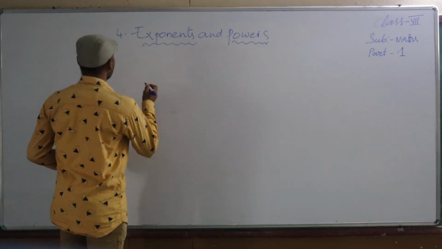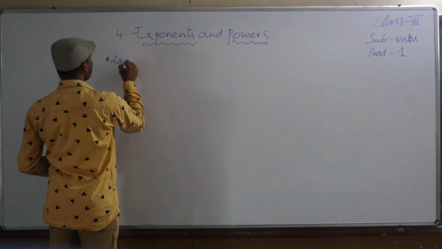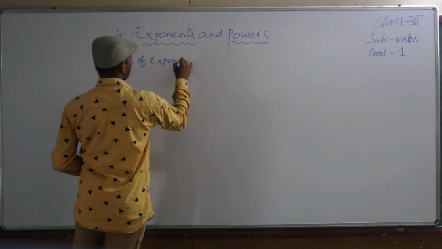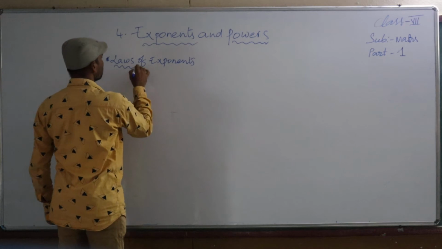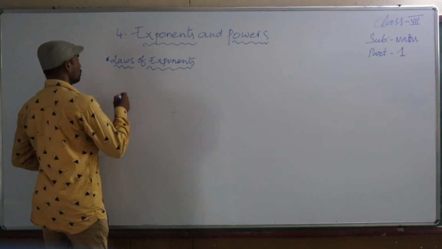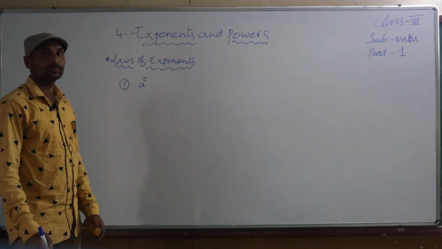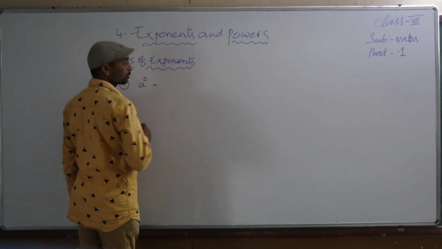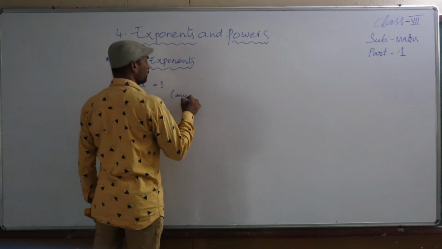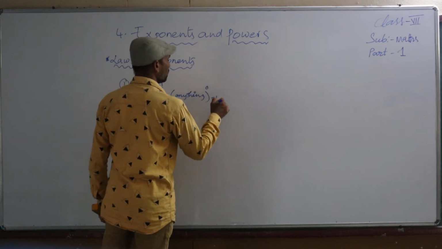Very important children. Here, first, laws of exponents. We have already discussed this in the 7th class. The first one is a power 0 is equal to 1. It means anything power 0 is always 1.